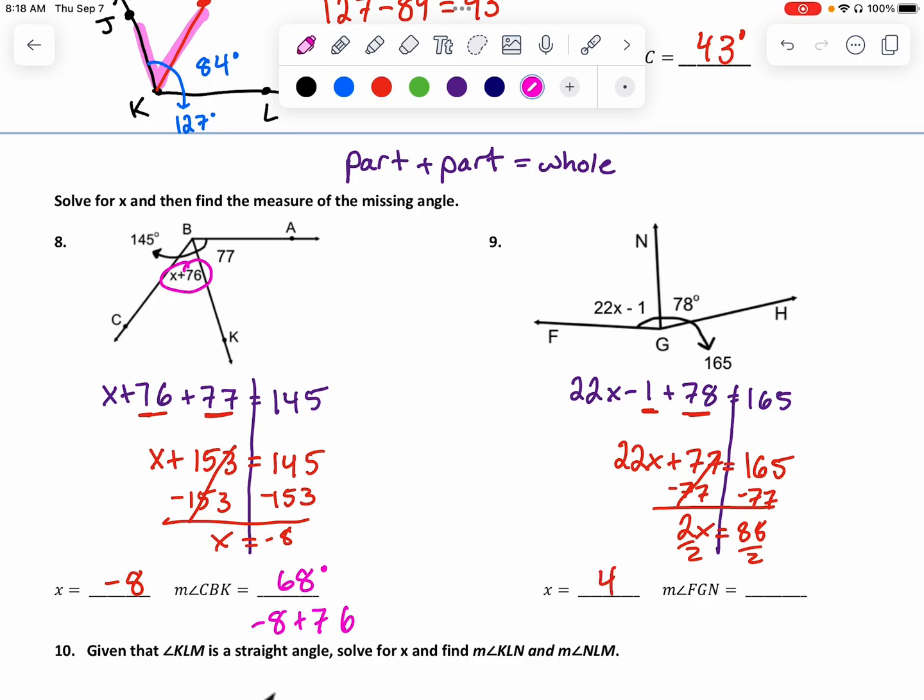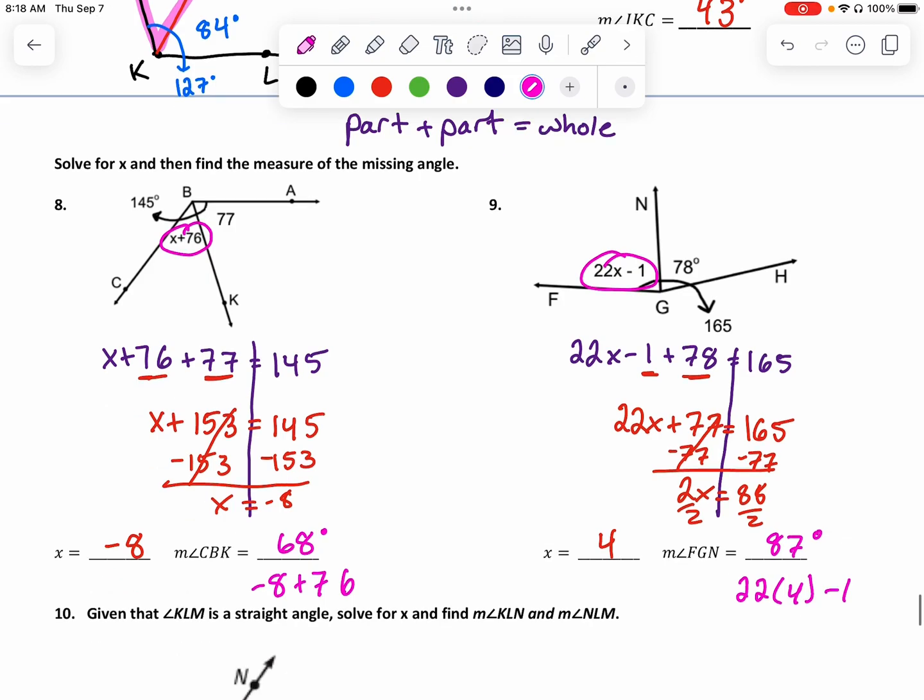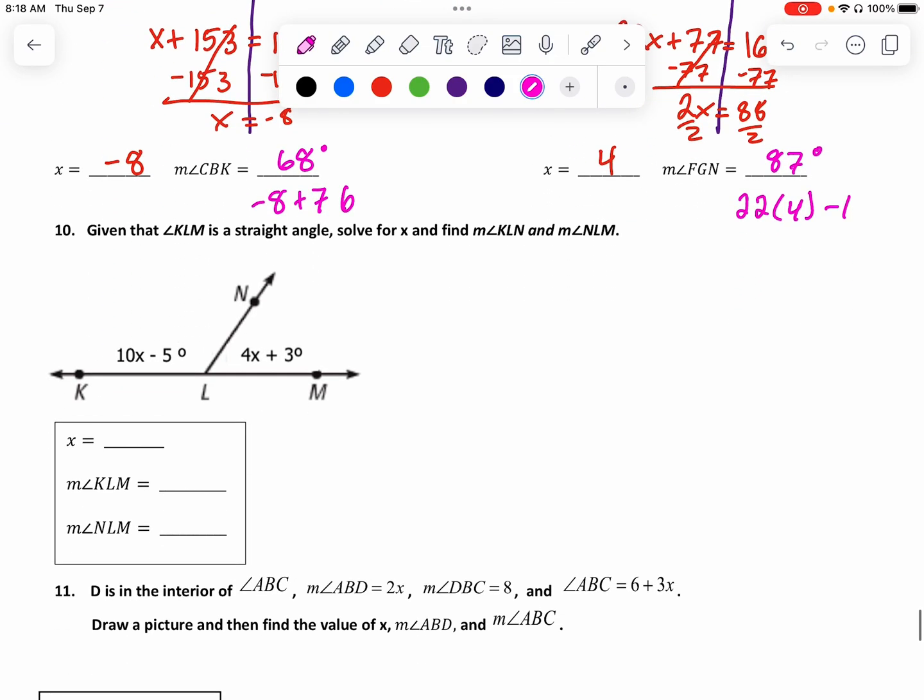Then for FGN, it is here. So we can plug in 4 for that x. So we'll do 22 times 4 minus 1, which leaves us with 87 degrees. All right, we only have 2 more.